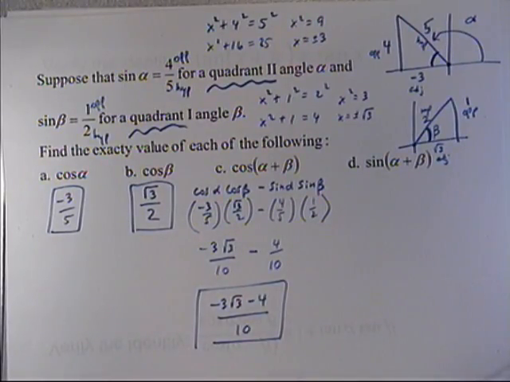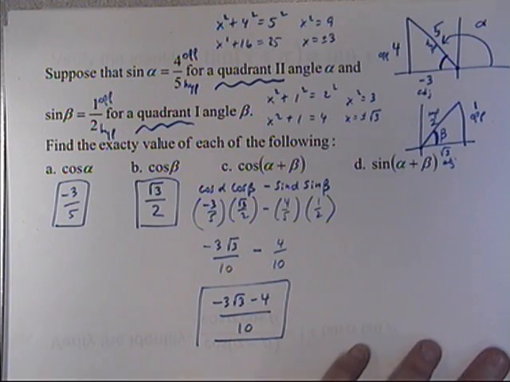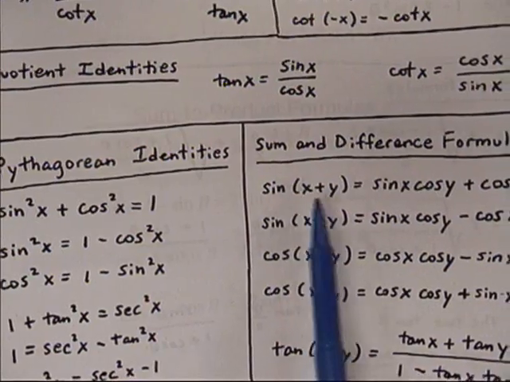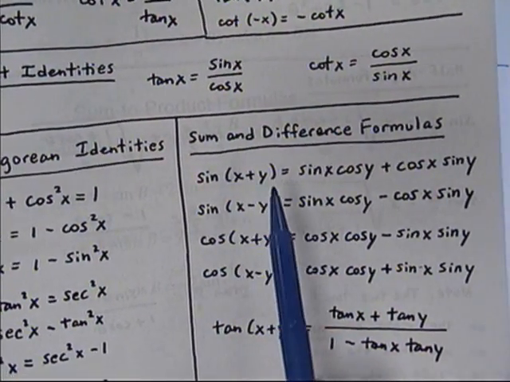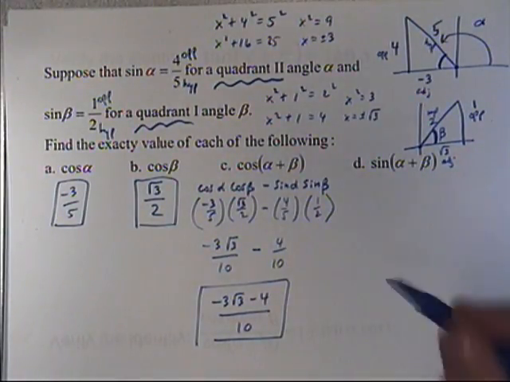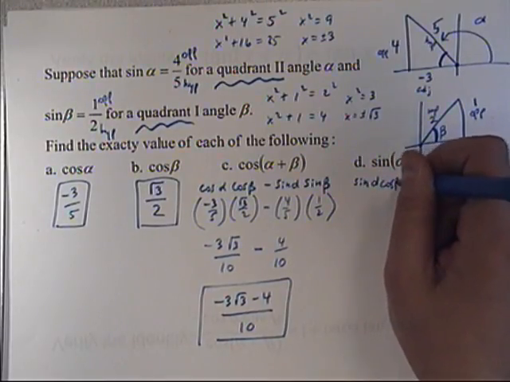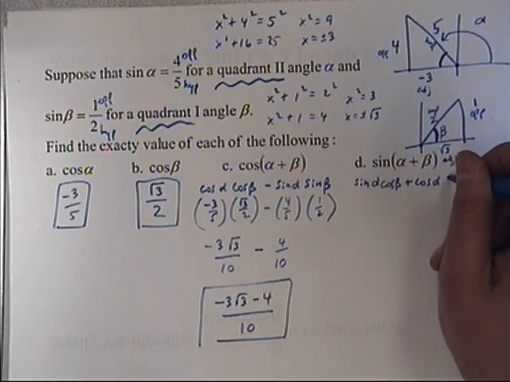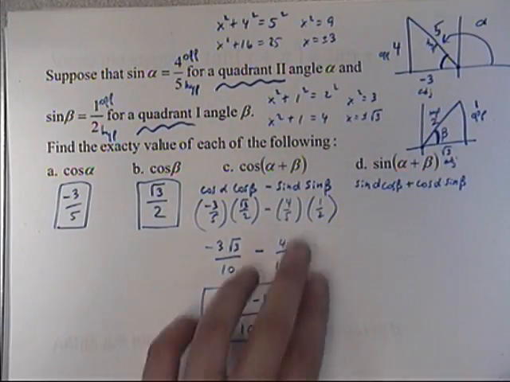Now I can do the same thing for the second value here. Sine of alpha plus beta is the same as the sine of x plus y. So I'm basically going to write down this formula, but instead of x, I'm going to use alpha, and instead of y, I'm going to use beta. So this one is sine of alpha times the cosine of beta plus the cosine of alpha times the sine of beta.